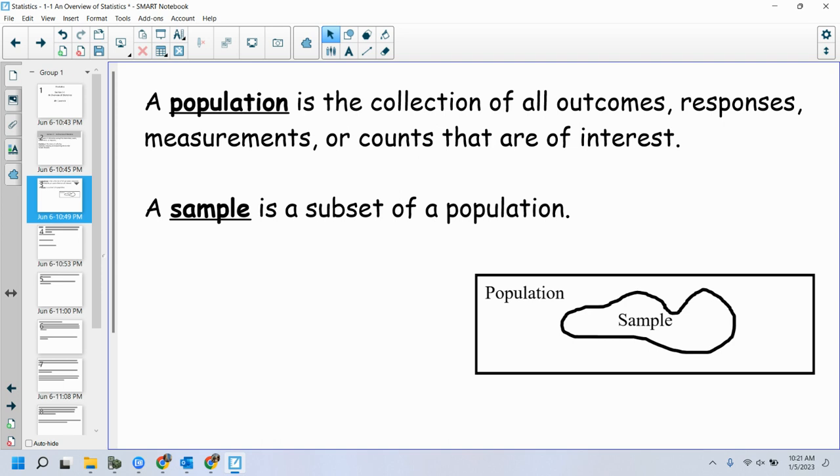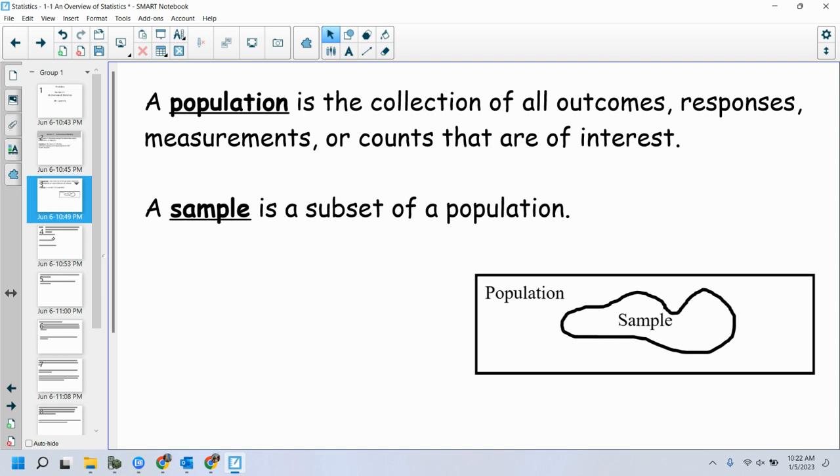Maybe if it was the population of students in Mr. Laverick's fourth period statistics class, that population only consists of 9 students. So the population isn't too large, but it is all of them, right? If I say only students sitting at a high top table, a subset of that would be 1 out of those 9. So it is a subset of that population.